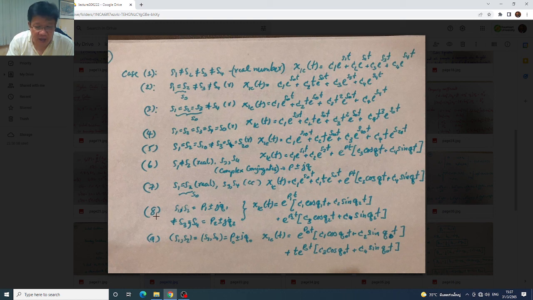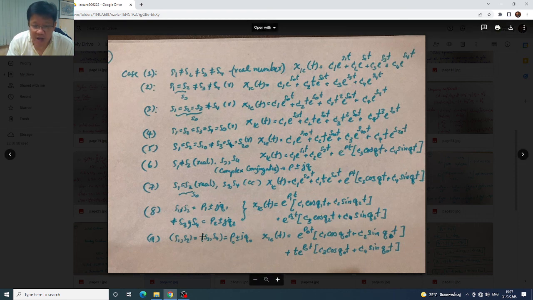In the eighth case, there are two complex conjugates. s1 and s2 are p sub 1 plus or minus j times q sub 1, and they are not equal to s sub 3 and s sub 4, which are another complex conjugate, p sub 2 plus or minus j times q sub 2, with p sub 1 not equal to p sub 2 and q sub 1 not equal to q sub 2. So you need to apply the complex conjugate formula on both of these terms.